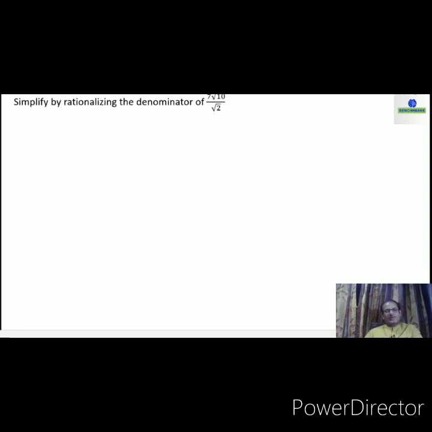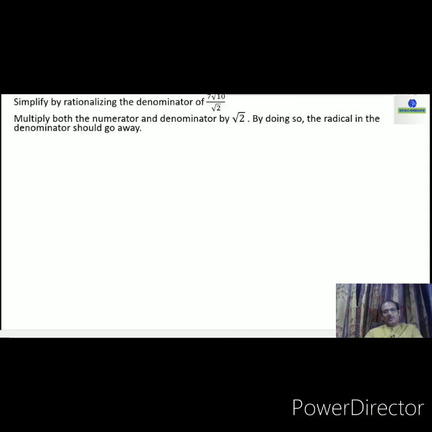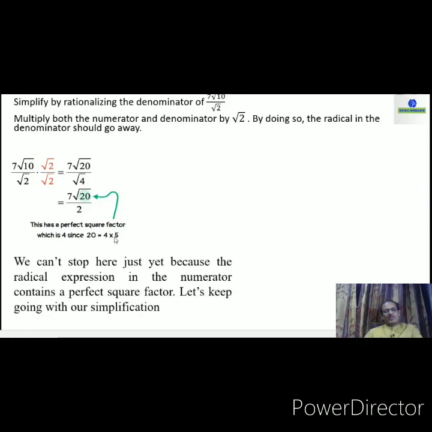Next question, I have to rationalize the denominator of 7 root 2 plus root 10 upon root 2. So what I will do, I will multiply and divide the numerator and denominator by root 2. By doing so, the radical in the denominator should go away. See the next step. Root 10 into root 2 is root 20 and root 2 into root 2 is root 4. But root 20 has a perfect square factor which is 4, because 20 is equal to 4 into 5. So we can't stop here just yet, because the radical expression contains a perfect square factor.